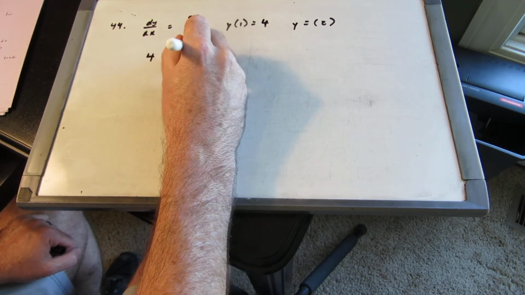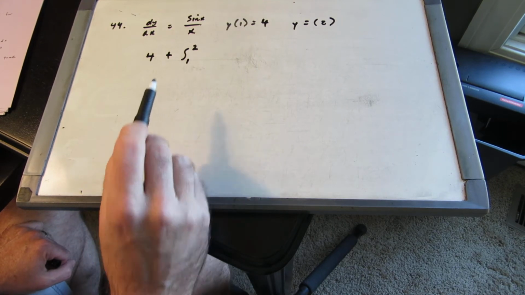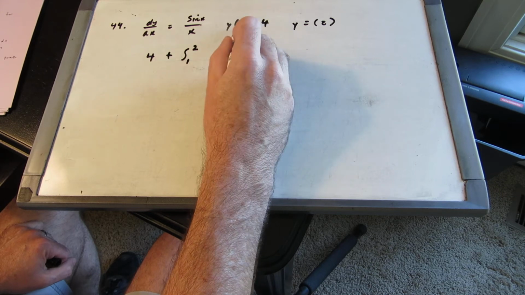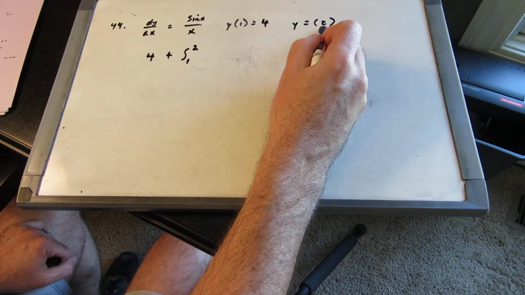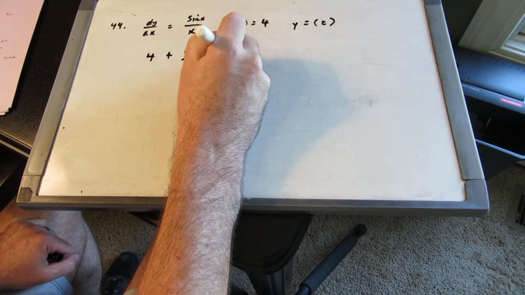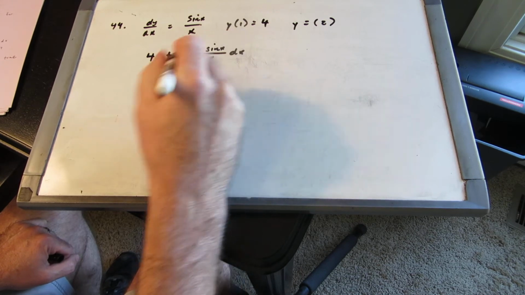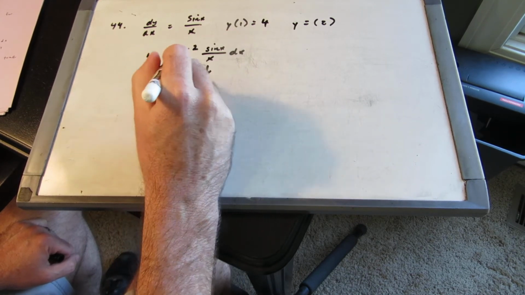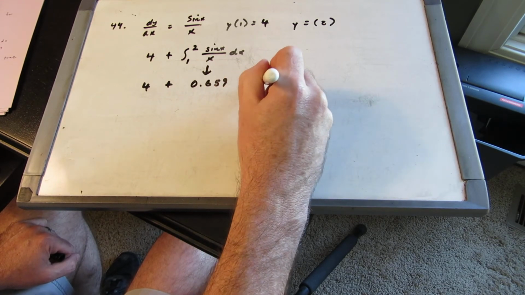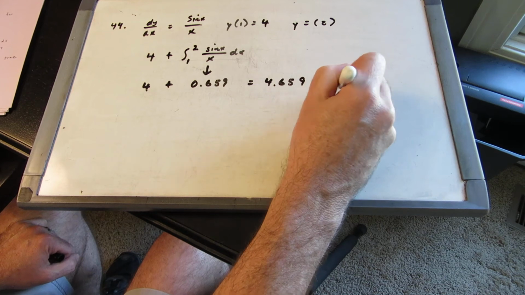So we did not work this type in class, okay? So it's the answer at 1, which is 4, plus the integral from 1 to 2 of sine x over x dx. This part you can just put in your calculator. So that's going to be 4 plus 0.659. So you would get 4.659, which is answer D.